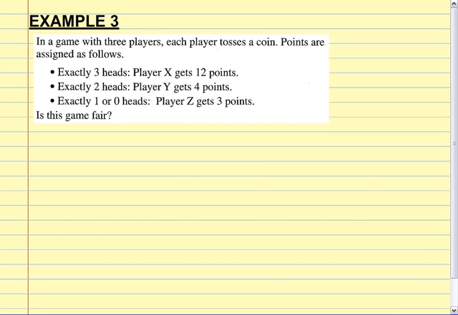Okay, folks, example number 3. In a game with 3 players, each player tosses a coin. Points are assigned as follows. Exactly 3 heads, player X. Let's make Shannon player X.